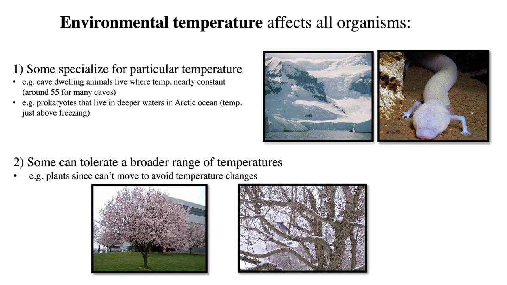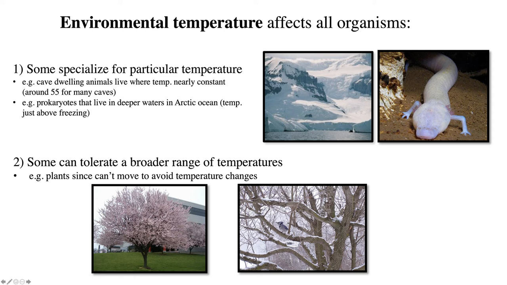And environmental temperature affects all organisms, such that some species can be specialized for a particular temperature. So whether you're talking about cave-dwelling salamanders that live at 55 degrees most of the time because caves have a very stable temperature, or maybe prokaryotes that live in deep waters off the Arctic Ocean that stay at temperatures of around 4 degrees Celsius year-round. No matter what you're talking about, some organisms can specialize for a very particular temperature, whereas other organisms, like a tree in a seasonal habitat, can tolerate a broad range of temperatures.